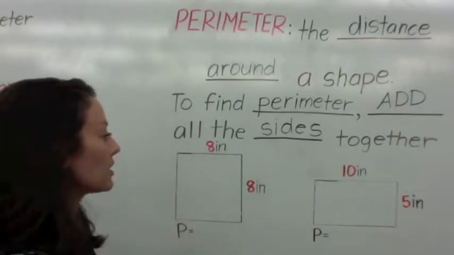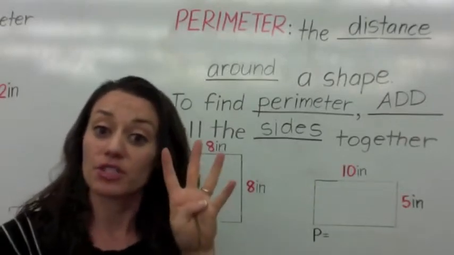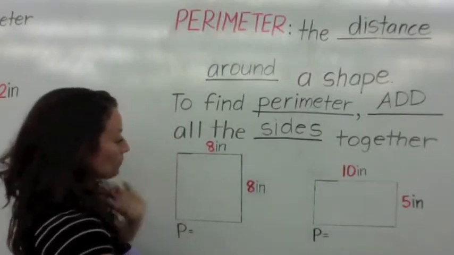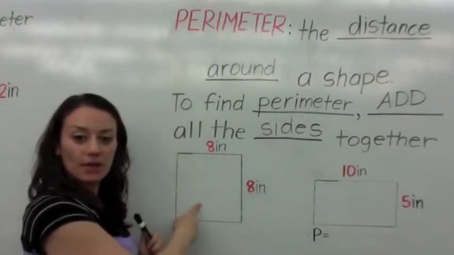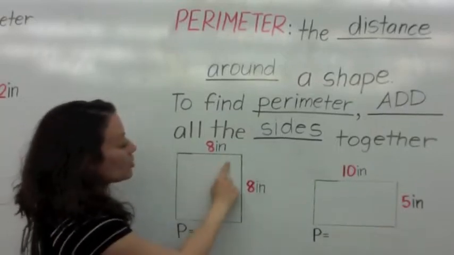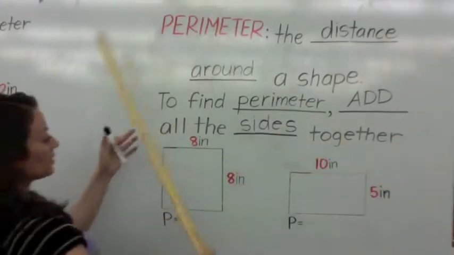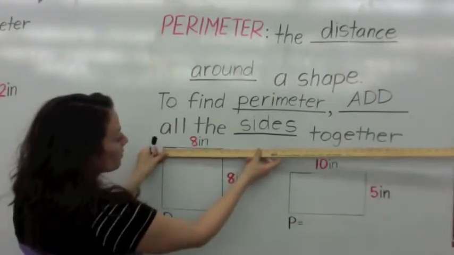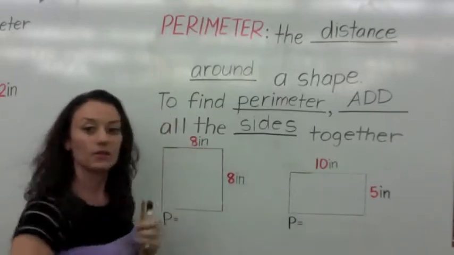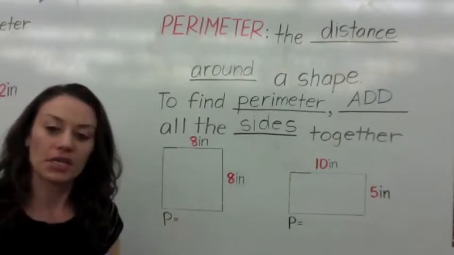We've been talking about two shapes. These are quadrilaterals. They have 4 sides, so we've been adding 4 numbers together. Let's review. Let's look at this shape. It says it's 8 inches. This side, if you measure it, is 8 inches, and this side is also 8 inches. So what could you tell me about this shape?